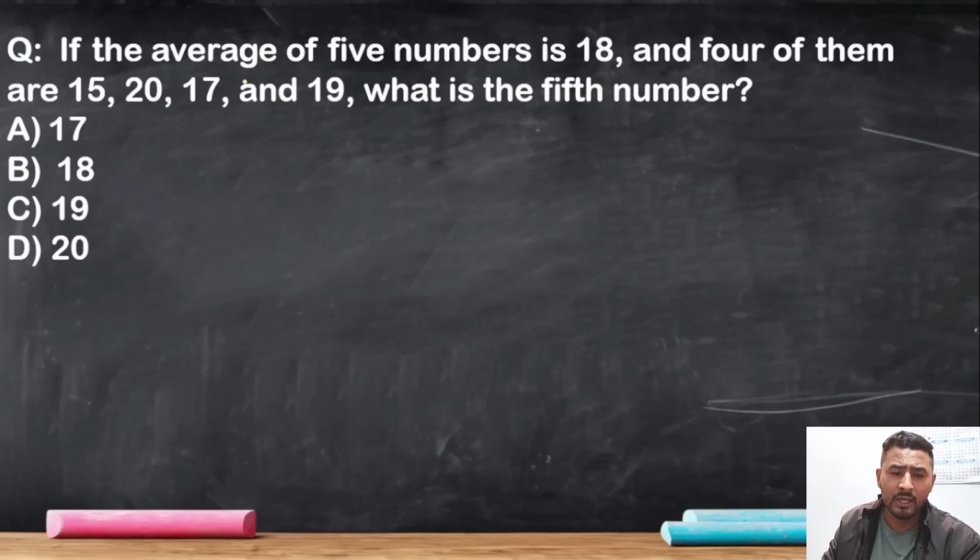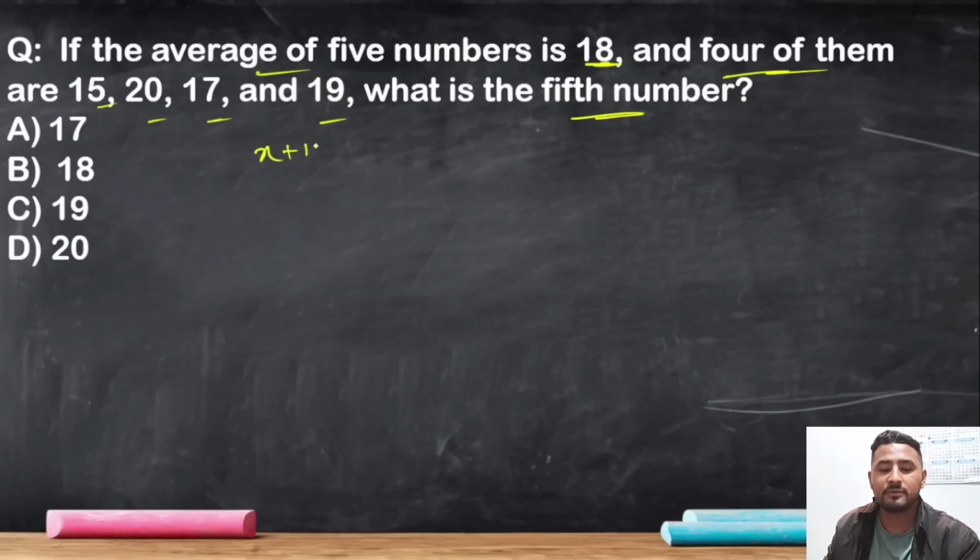Let's see one more. If the average of 5 numbers is 18 and 4 of them are 15, 20, 17 and 19, what is the fifth number? Now I will not do it like that, okay? I'll just do it directly. I know what we need to find is the fifth number. Let the fifth number be x. I don't need to write that. So I'll just do x plus 15, this is our sum, plus 20 plus 17 plus 19.